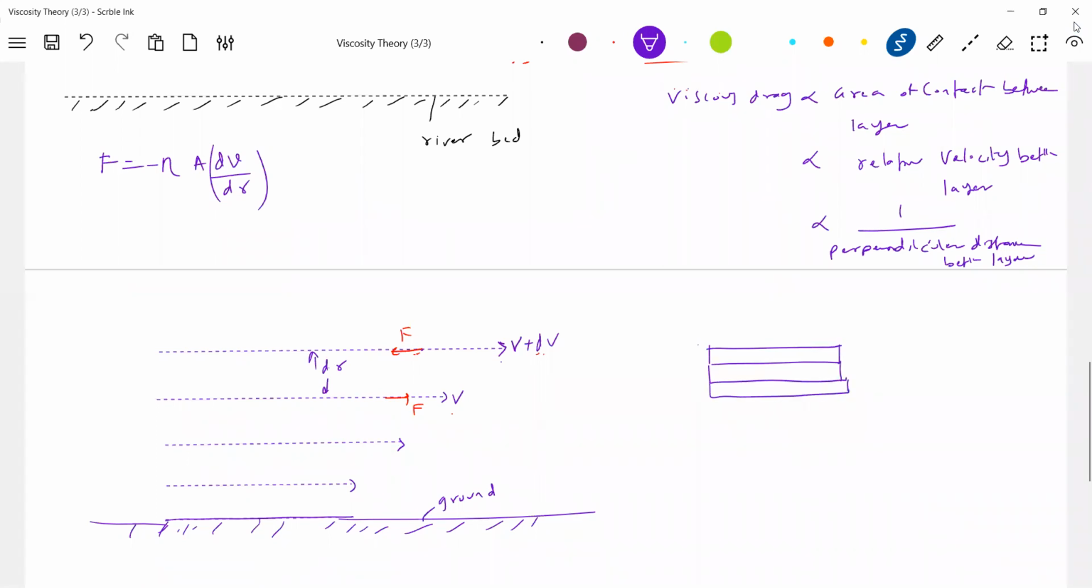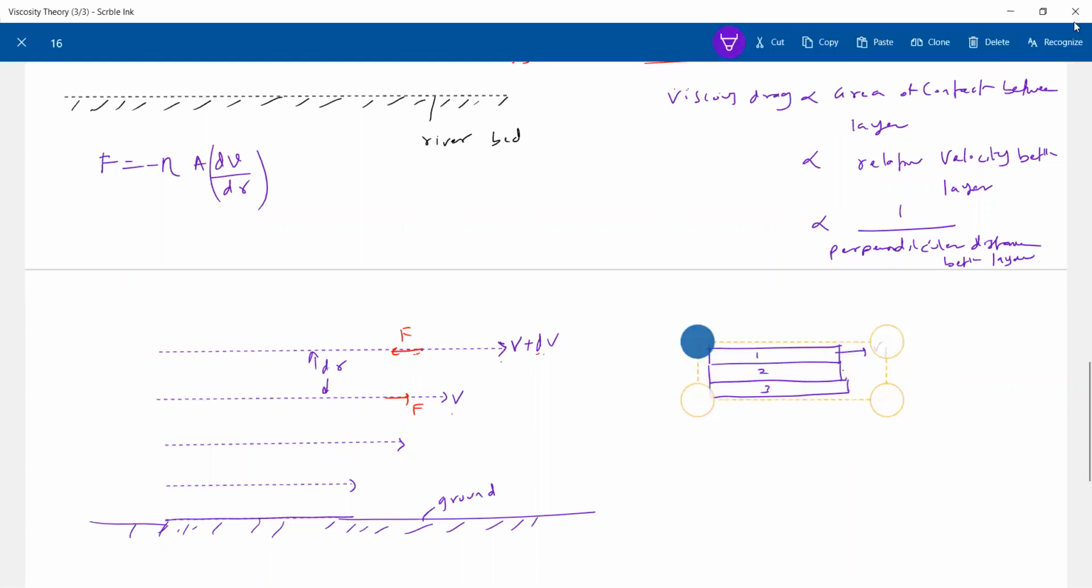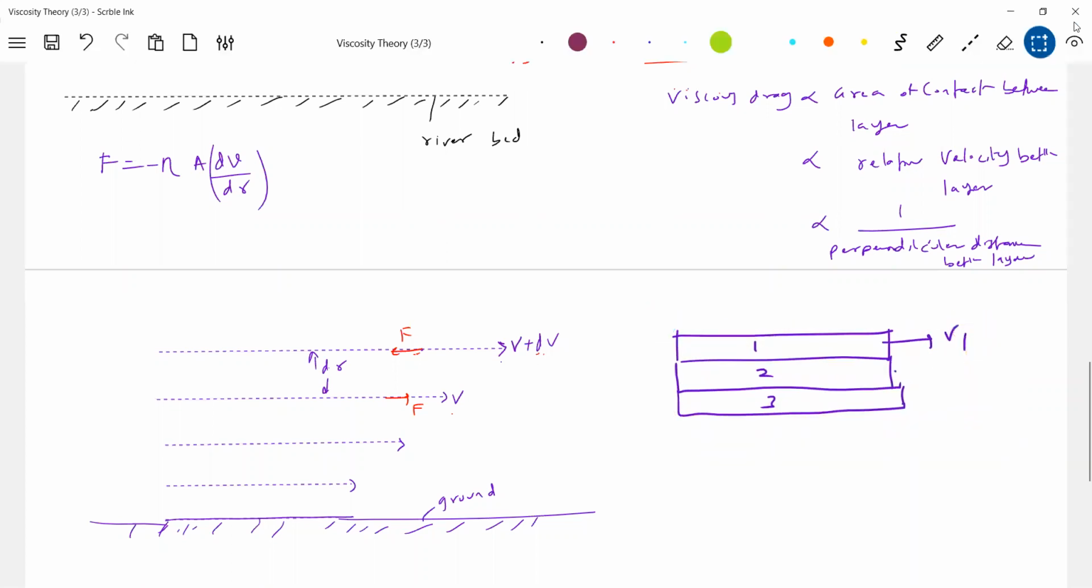Layer 1, layer 2, layer 3. This has velocity V1, this has velocity V2, and this V3. I'll put a condition: it can happen that V1 is greater than V2 greater than V3. Tell me how I have to show the viscous drag on the layers. F12 should be like this. Where do you have to show it? You have to show it here. Is it justified now?